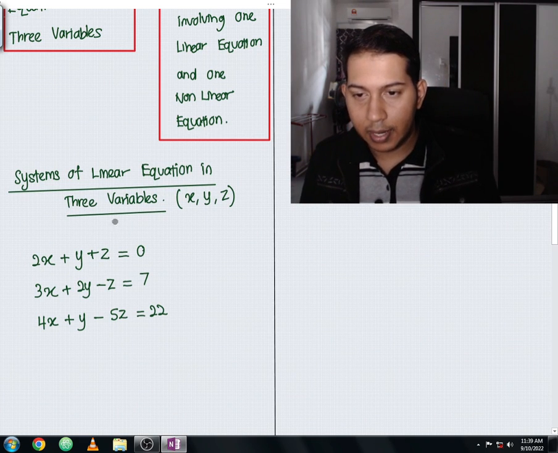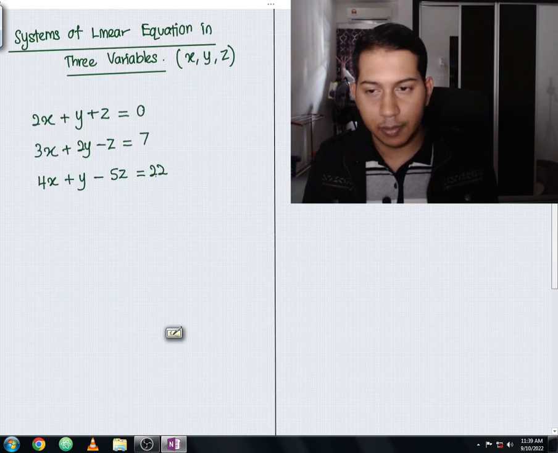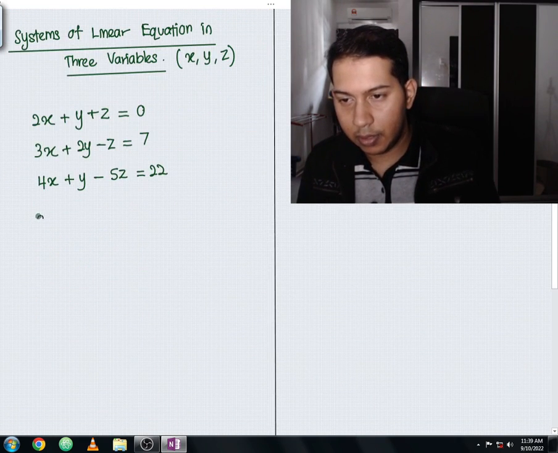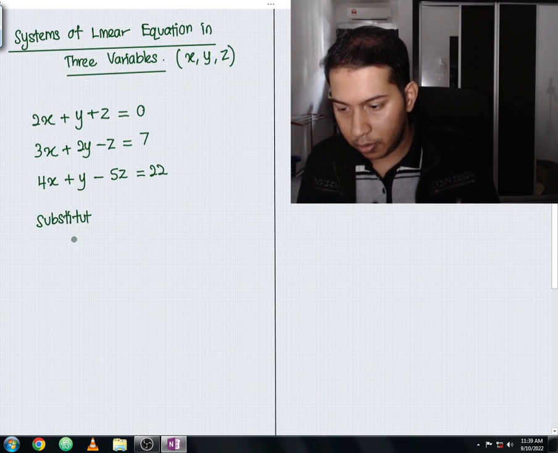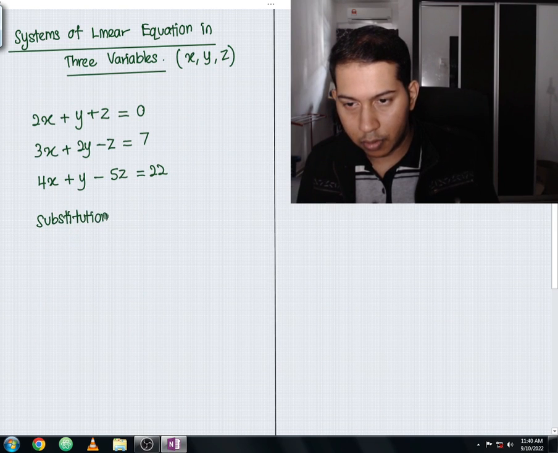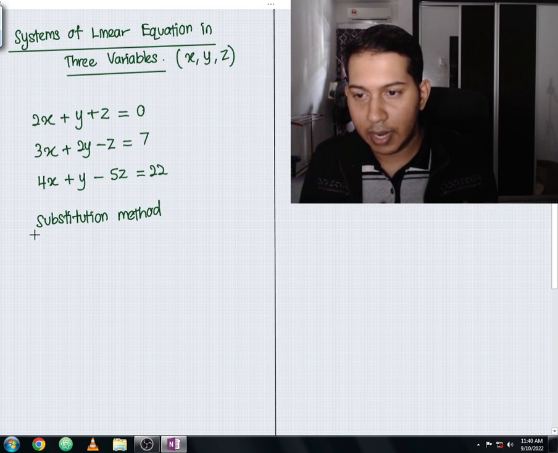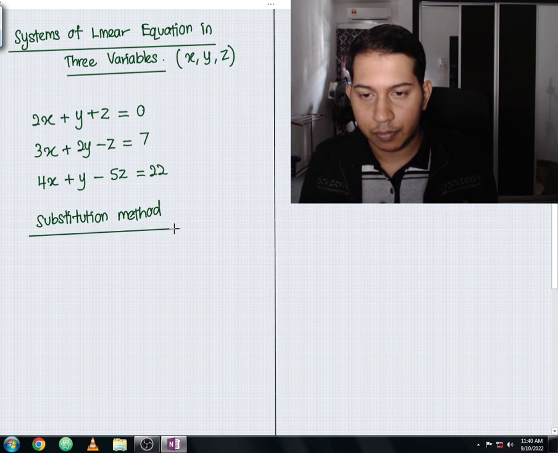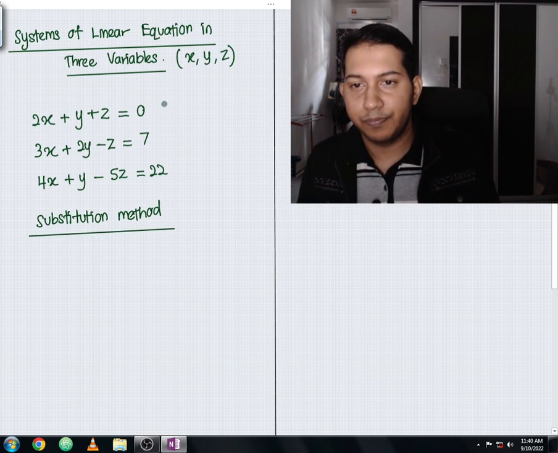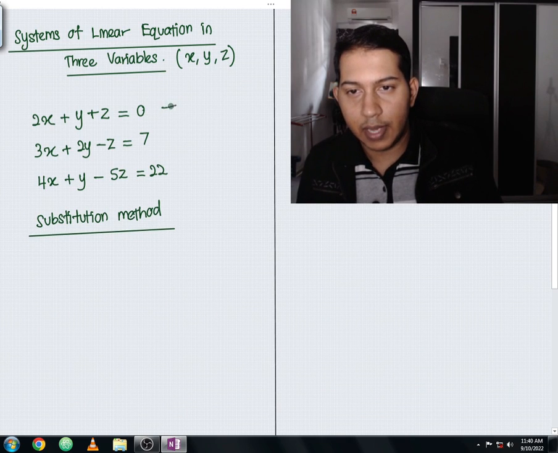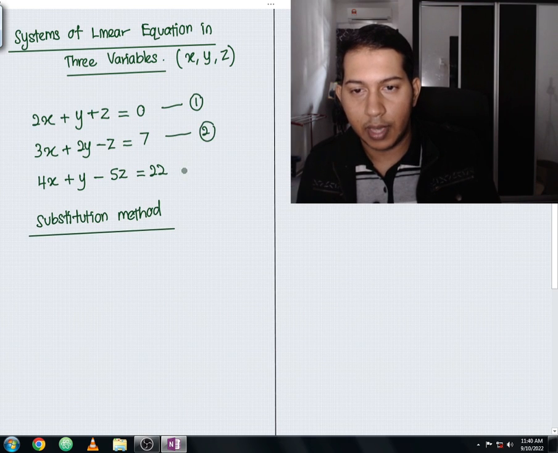From here, let us solve this by using the substitution method. Let me underline this. I'm going to label this as equation number 1, followed by this as equation number 2, and the third one as equation number 3.